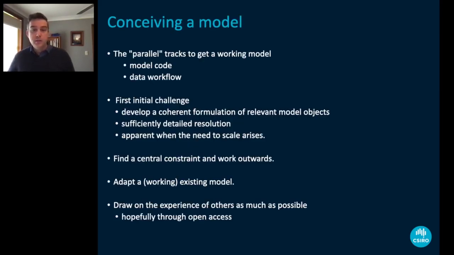Now for me, there are two main parallel tracks to getting a working model: model code and data code. That is the Julia JuMP code structure on the one hand, and the data cleaning, loading, transforming workflow on the other.